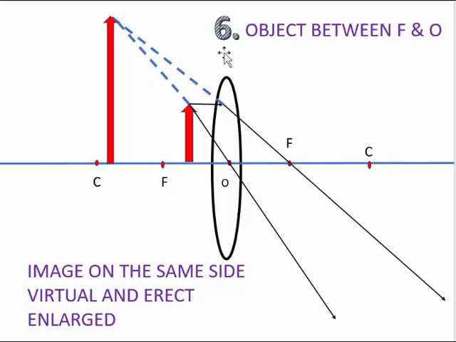And the image is formed on the same side of the lens as that of the object. There is one more thing to note. The object is enlarged in size. It is much larger in size.